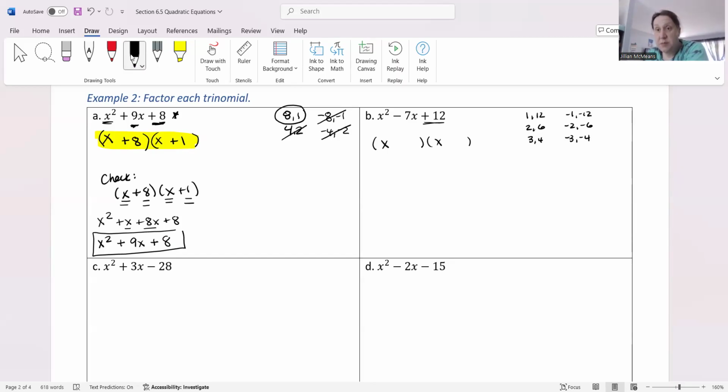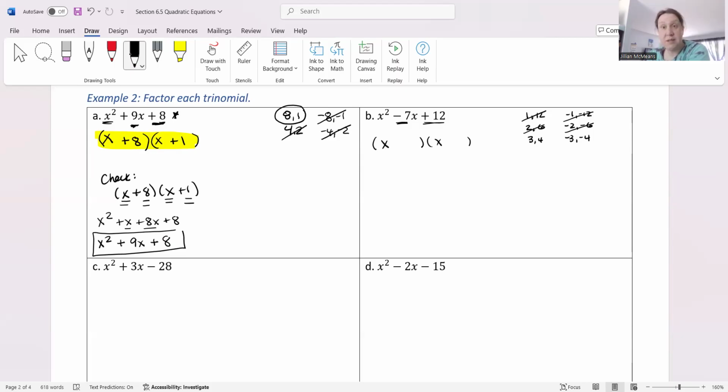In each of these 6 pairs of factors, if we were to multiply them, we get positive 12. But we need to find the one pair that will also add to be negative 7. Okay, so 1 plus 12 is 13. That doesn't work. Negative 1 plus negative 12 is negative 13. That doesn't work. 2 plus 6 is 8. That doesn't work. Negative 2 plus negative 6 is negative 8. That doesn't work.